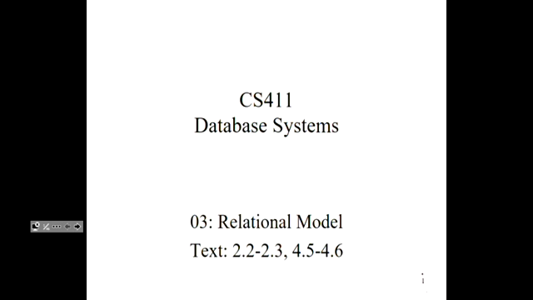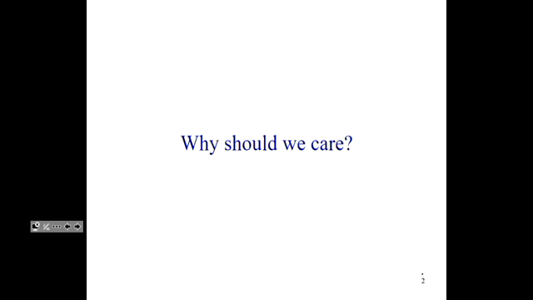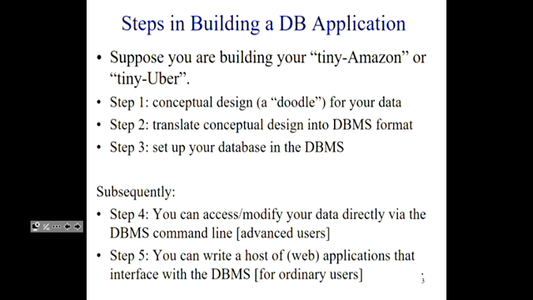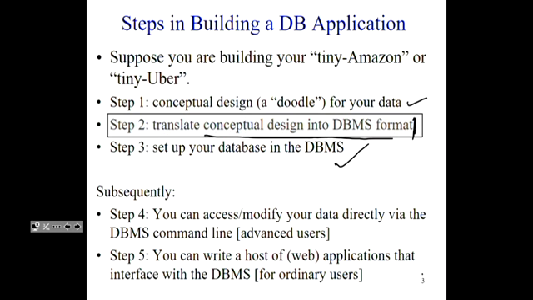And let's talk about the relational model. Okay? So the next step is, basically, we talked about how to design this ER diagram, which is a doodle about your data. The next step is to translate this conceptual design, this ER diagram, into a database management system format. Then once you have that, you have your database that's set up, right? So we saw these steps to get to building your database application earlier. So our focus right now is going to be step 2, which is translating this conceptual design into a database format. But before we get there, we need to talk about what the database format looks like.